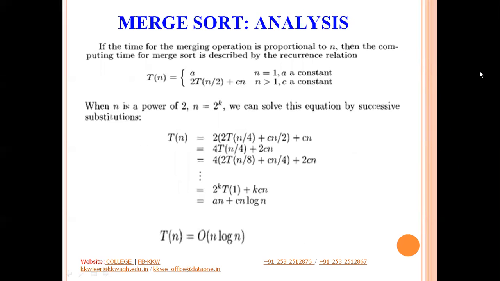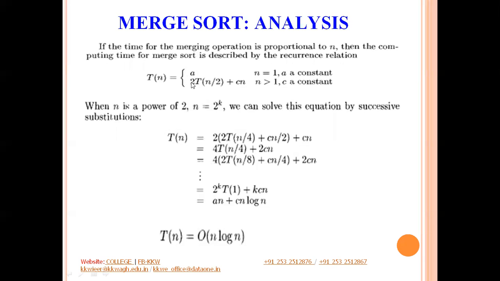Now we will see the analysis or time complexity of the merge sort algorithm. We have already seen that the general recurrence of any divide and conquer problem is of this structure: T of n is equal to a constant when n is equal to 1. Otherwise, since we are dividing the given input into two halves, the value of a is 2 here and the value of b is also 2 here. So it was a T of n by b plus f of n. This was the general recurrence.